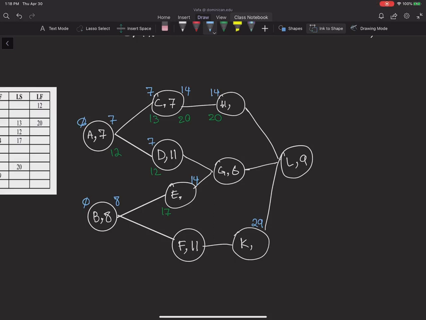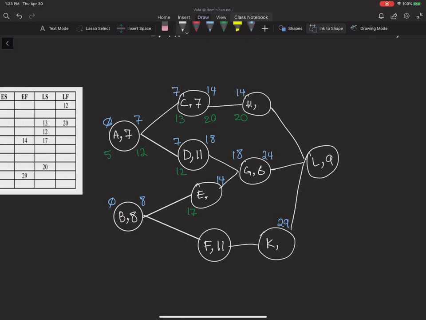Let's go to activity D. Let's take a look at D. I know that the earliest start is 7 and the duration is 11, so early finish would be 18. And I also know that the early finish of activity E is 14, okay? So between 18 and 14, I know that the early start of G would be 18, okay? So early start of G is 18, 18 plus 6 gives me 24. I know that early finish of activity G should be 24, okay?